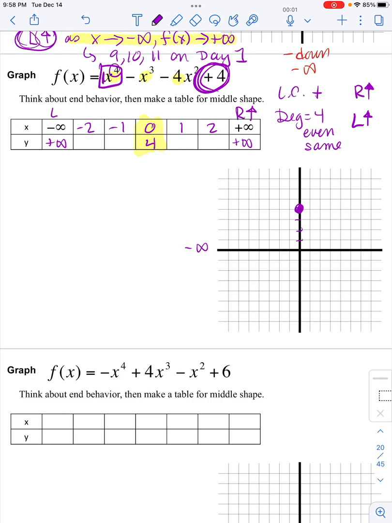Plugging them in, you can either, again, plug them in using the substitution that we learned, the synthetic, or you can plug them in using your calculator, whatever you find easier. So when I plug in the -2, I get out a 12, and then so on across the board.